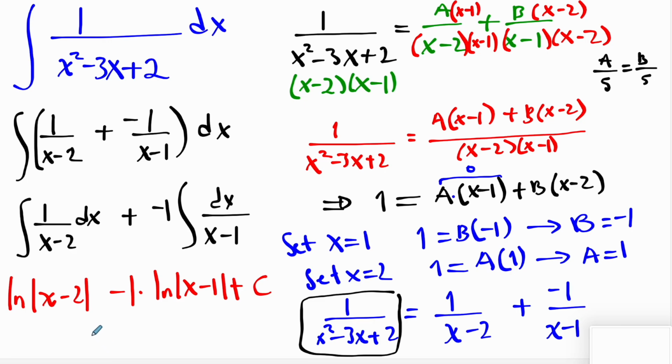And as you know, ln of a minus ln of b, we can condense this to a single logarithm. So our final response will be ln of x minus 2 over x minus 1 plus c at the end, and we're done with integration. So the moment we take this rational expression and decompose it into partial fractions, integration becomes super simple.